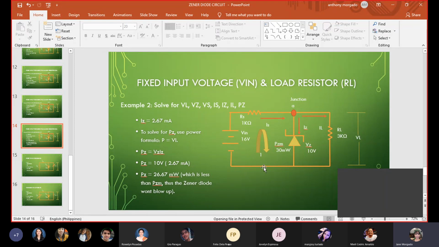So ideally, dapat half lang ng rating. So kung 30 milliwatt ang rating, dapat mga 15 something na lang ang milliwatt mo, di ba? Otherwise, pag masyado kang malapit sa rating, mainit masyado yung magiging device mo. It manifests as heat. Kaya di ba minsan yung mga resistor mainit pag hinahawakan, yung power dissipation. But nevertheless, this is still less than PZM, 30 milliwatts. Dapat hindi pa sasabog tong Zener mo.